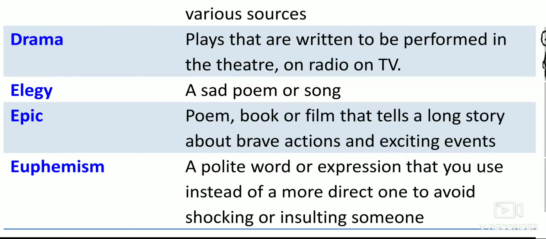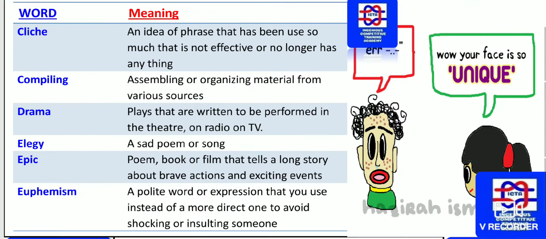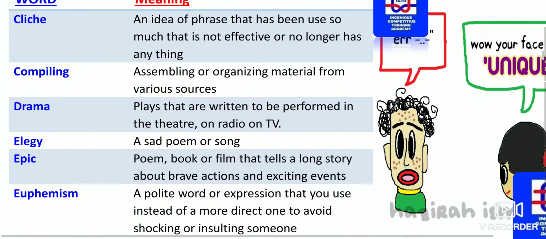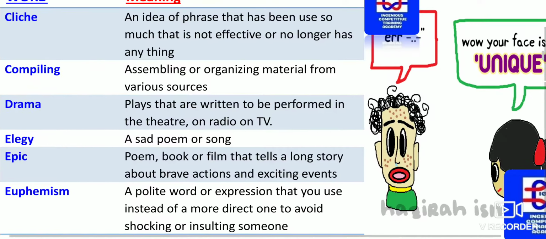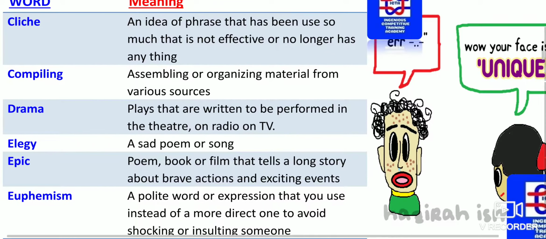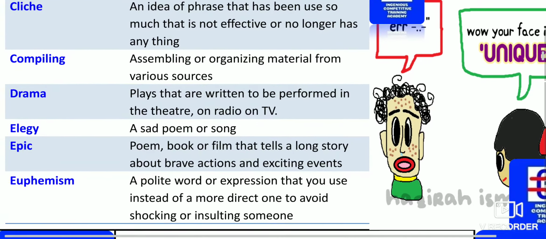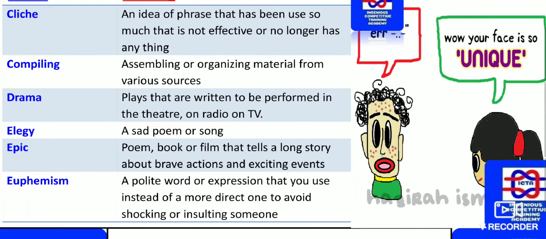Epic means a poem, book or film that tells a long story about brave actions and exciting events is known as an epic. Next we have euphemism, meaning a polite word or expression that you use instead of a more direct one to avoid shocking or insulting someone. As you can see, without insulting someone, how exactly do we say, wow, your face is unique. The way we praise someone without hurting them is called euphemism. This is an example of euphemism.